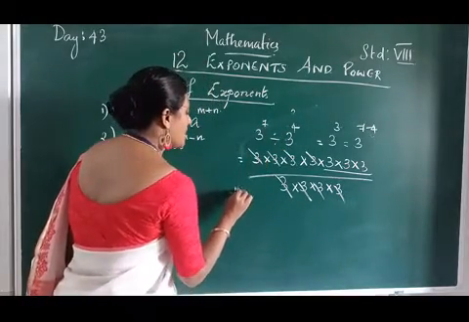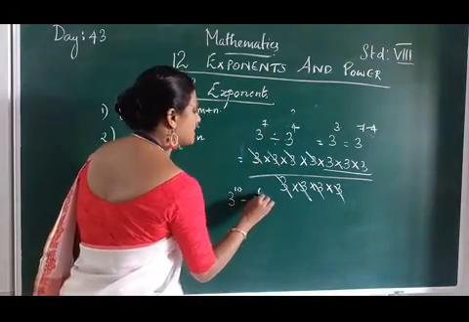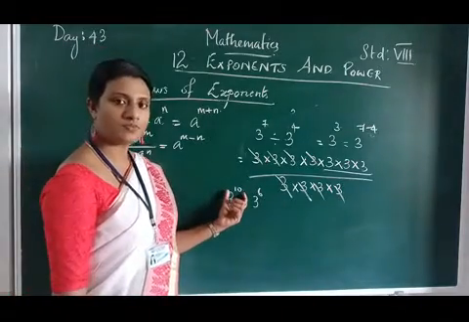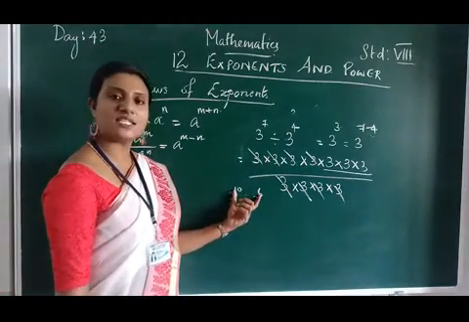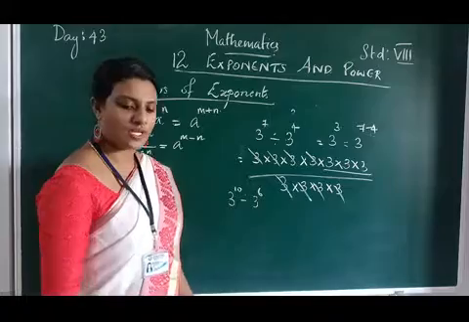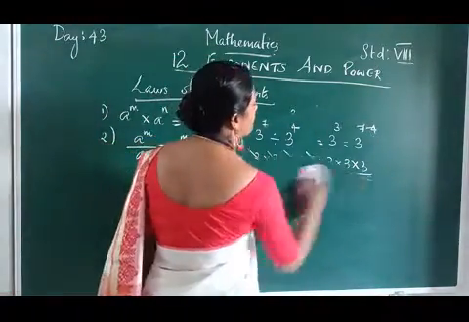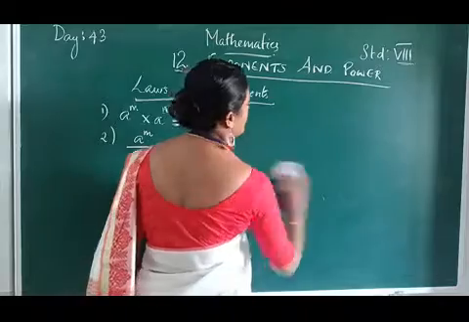Now can you say 3 raised to 10 divided by 3 raised to 6? What is the answer? 3 raised to 10 minus 6 is 3 raised to 4. So by knowing the laws of exponents, we can easily find the answers for such kinds of questions.